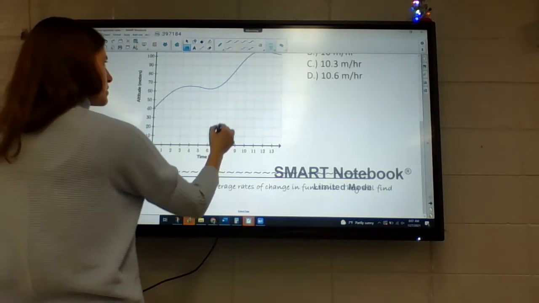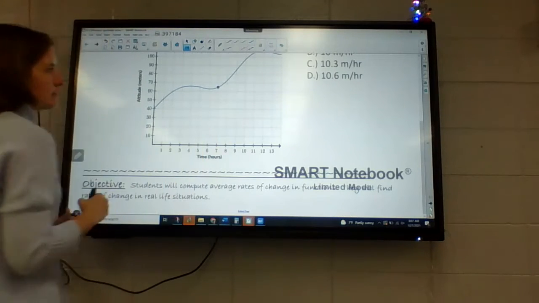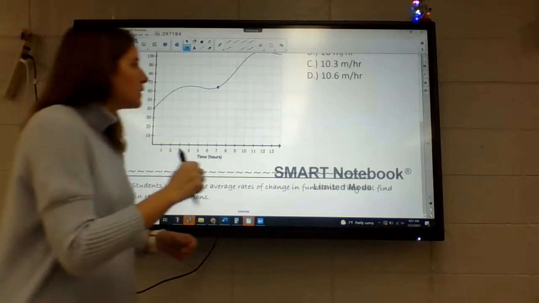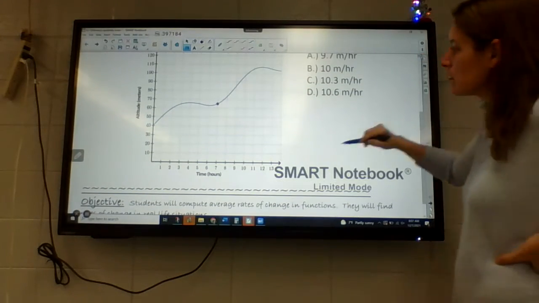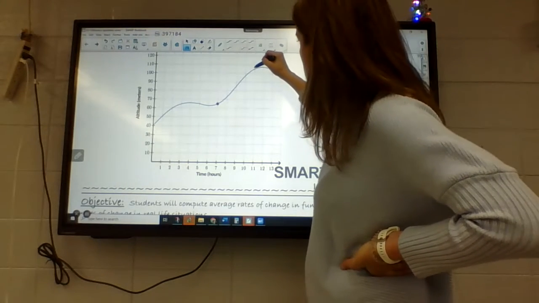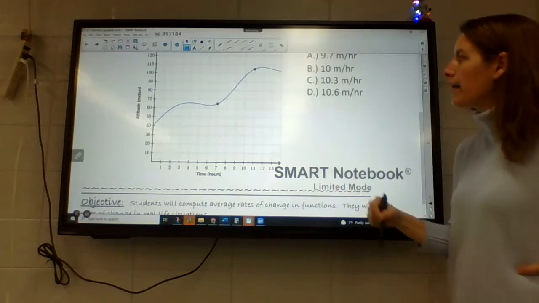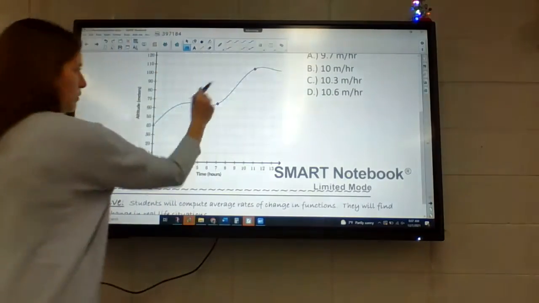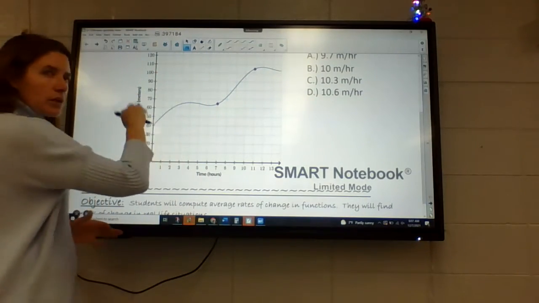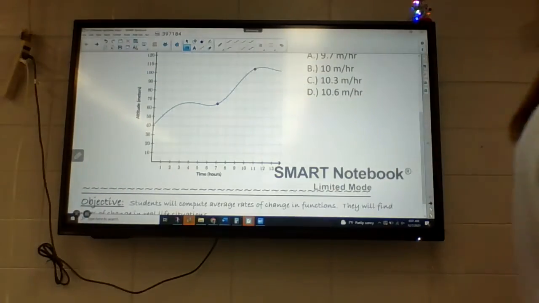So at 7 hours, we're at about 65. At 11 hours, we're at about, it looks like, 105. And actually, that's a pretty straight line between the two. That's probably not the best example in that way, because even if I was going from here to here, I would still draw a straight line and ignore that dip between those two.